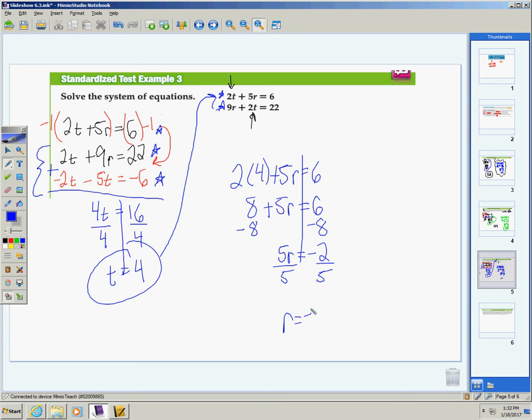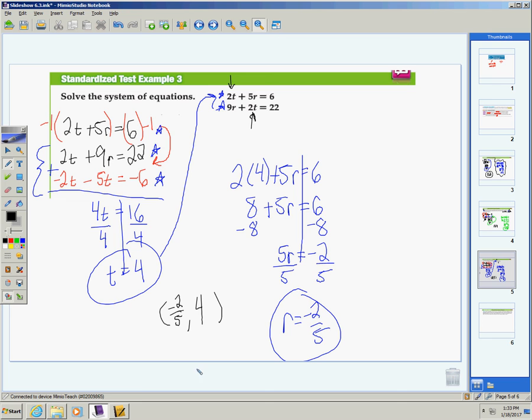And you will sometimes get fractions in here. That's okay. I've got my two answers. I need to write them as an ordered pair. Now, it's not x comma y, but you always go in alphabetical order. R comes before t in the alphabet, so I'm going to write my r value first before my t value. And there's your final answer.